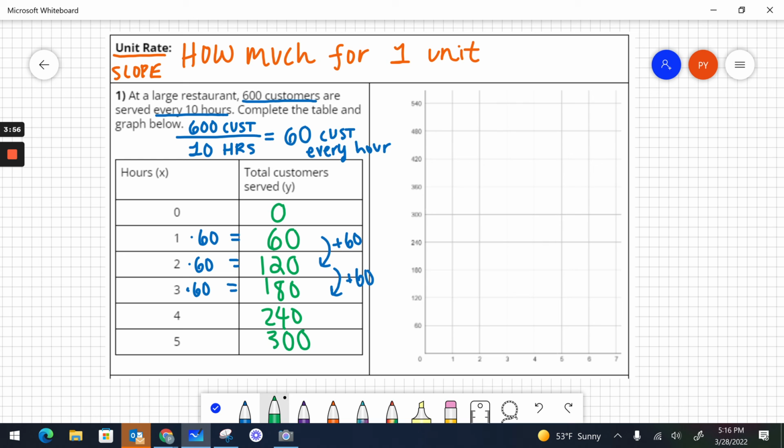To put this on the graph, starting at 0, 0, these are hours, these are customers on the Y. So 0 after 1 hour, it's 60, 2 hours, 120, 3 hours, 180, 4 hours, 240, 5 hours, 300. And you can see the pattern. And once you have the points, you can connect with the line.